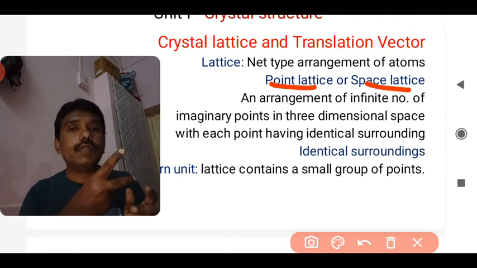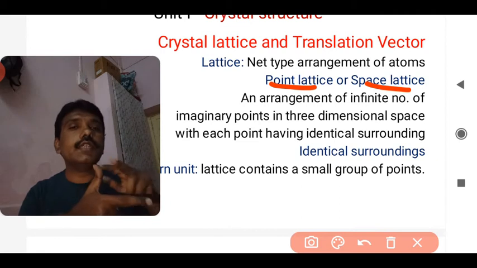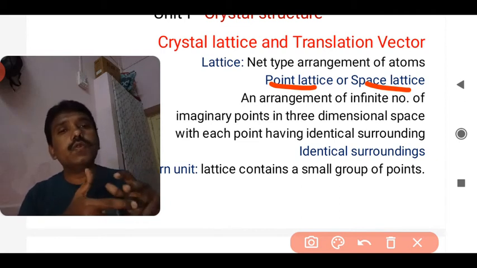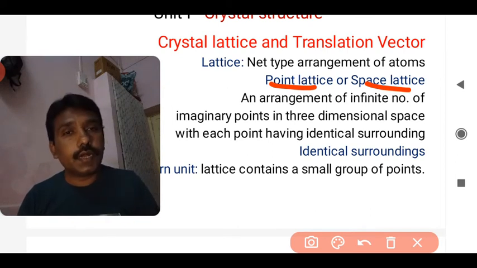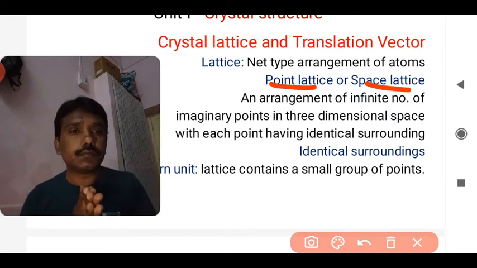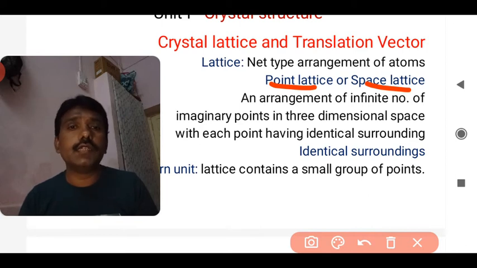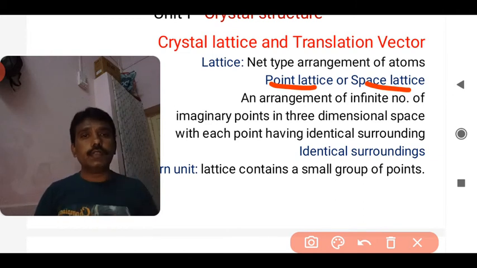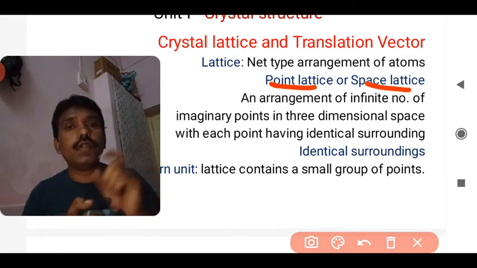When it has two vectors, and when three vectors are covered, that is the three-dimensional case, a three-dimensional lattice. Now the point lattice and space lattice is the arrangement of an infinite number of imaginary points, where each point has identical surroundings. We have seen identical surroundings in detail: when two points have a similar appearance from whichever point I am looking.